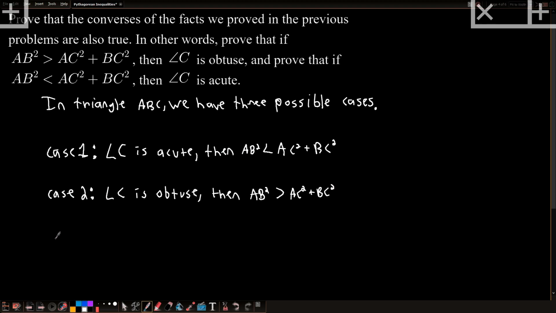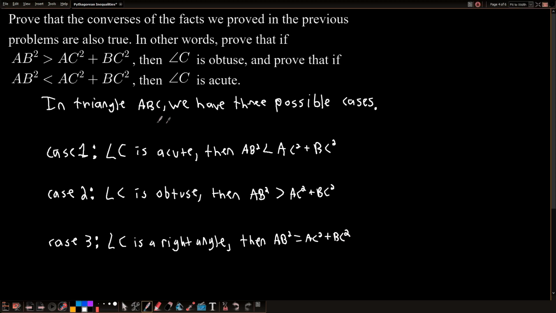So, what is our last possible situation? Well, that would be case 3. Well, if angle C is not acute or obtuse, then angle C is a right angle. And we proved months ago that if that's true, then AB squared is equal to AC squared plus BC squared.